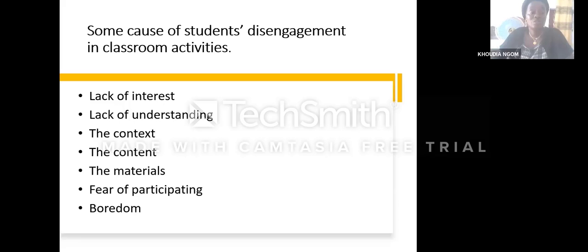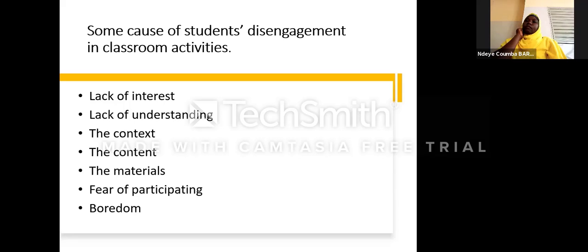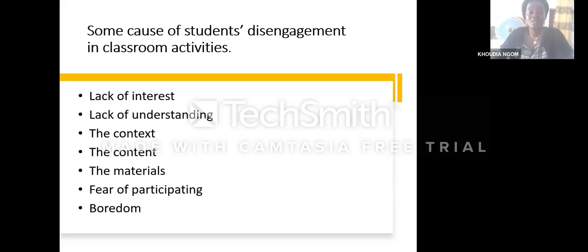And why boredom? Because we get back to the content, we get back also to the context, the materials. If they are not interesting, if they are not relating to real life, this can be very boring for the student, even the teacher, because if the classroom is not lively, if there is no interaction among students, this creates a situation of boredom, and in this case, students will learn nothing from their teacher, from the lesson, from the class.